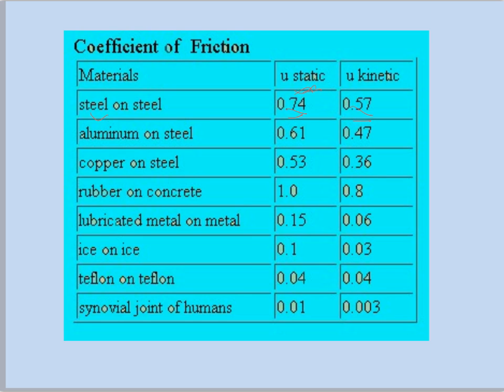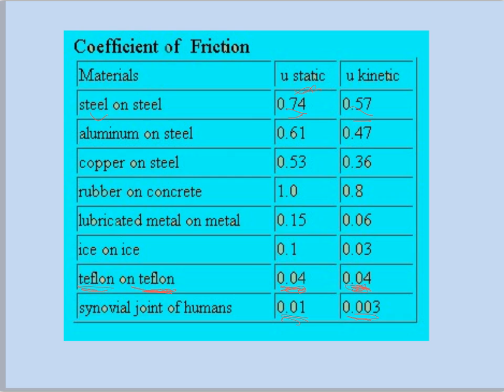And you can see that our values can change quite a bit. If we have Teflon on Teflon, Teflon is sometimes a coating you see on frying pans. It's used in plumbing with Teflon tape. But we noticed that for Teflon on Teflon, we don't see a difference in the numbers. Kind of an interesting thing there, but we do see it's very, very low. And our synovial joints in our elbows, our knees, our shoulders, our hips, the things that allow us to move, their values are very low.